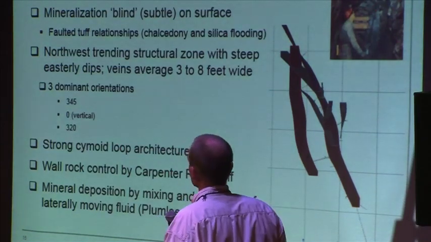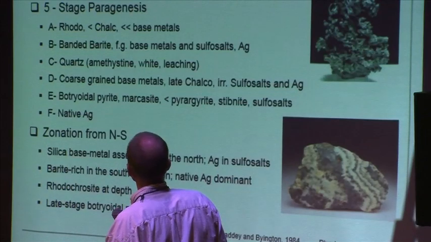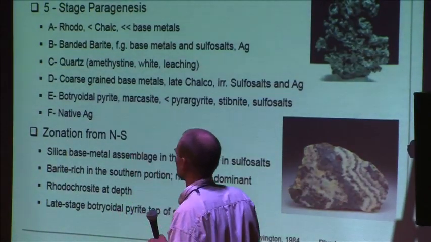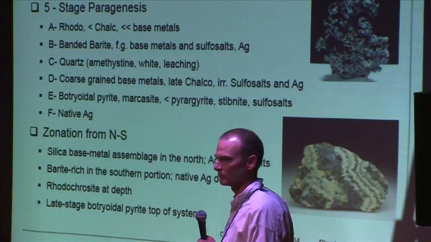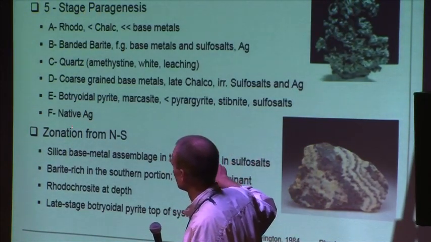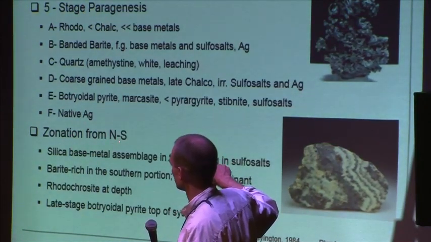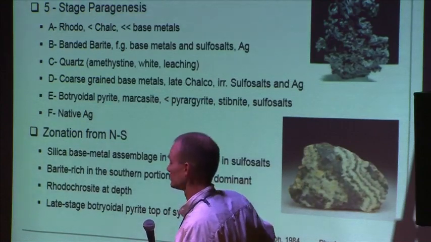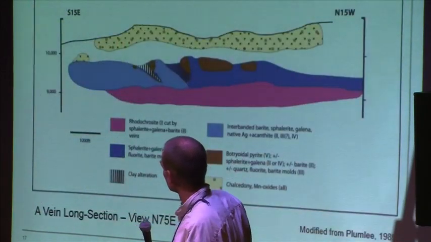This is in the Bulldog in about 1969. Not going to dwell on that, but what we see here is five stages of mineralization, courtesy of Jeff Plumlee, some Homestake workers, Stan Caddy and Craig Byington. And this progression of mineral stages, these paragenetic sequences, are zoned from north to south. And they're zoned from depth, from deep to shallow as well. There's a schematic of that.